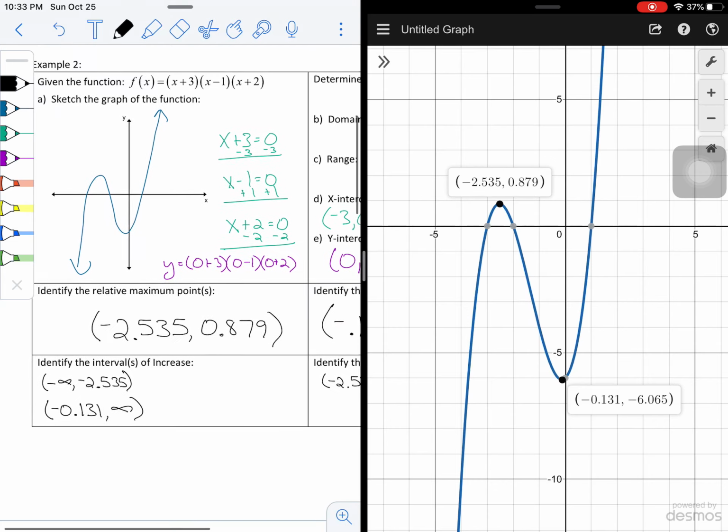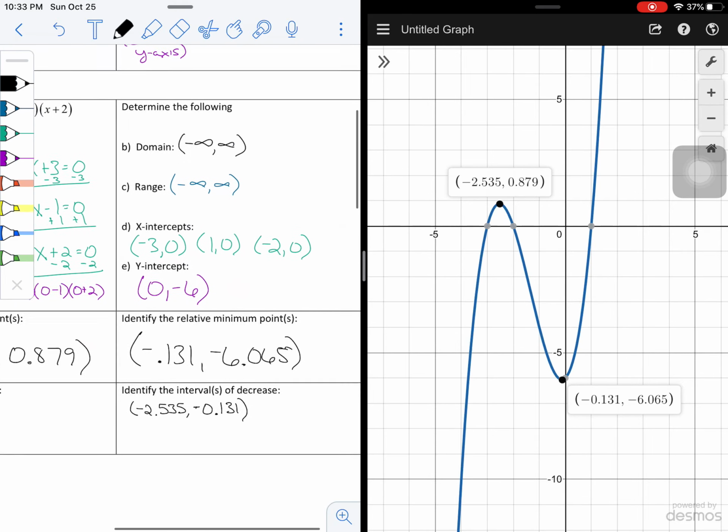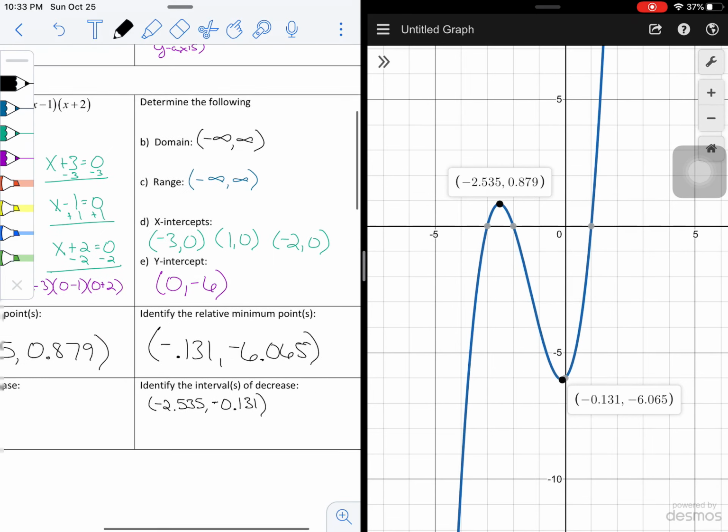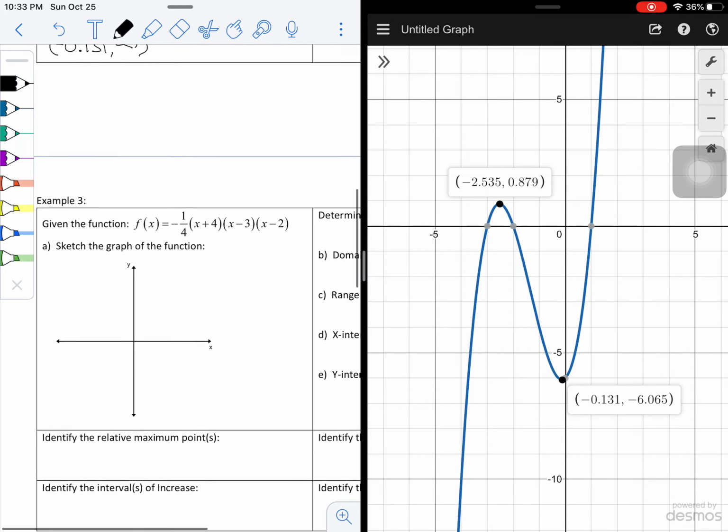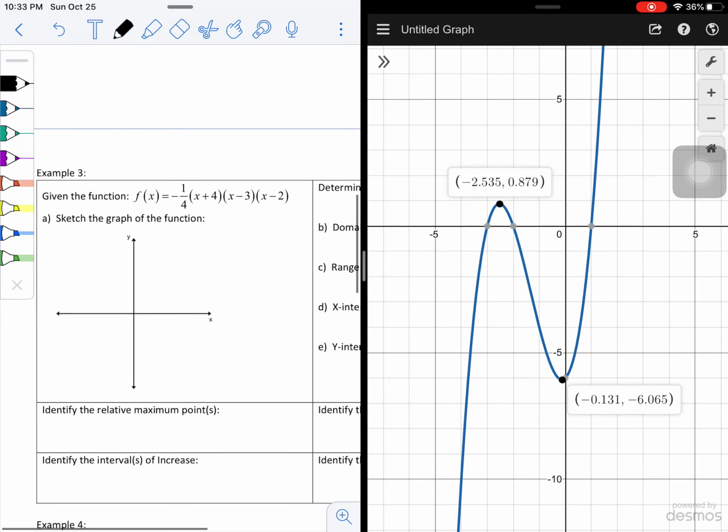I'm going to go ahead and slide on down to example number 3, all right? Of course, if you have any questions or concerns, let me know. Now, example number 3 is pretty much like example number 2. We have a fraction here, but not a big deal, especially if we're using Desmos. We'll let the technology figure this all out for us.